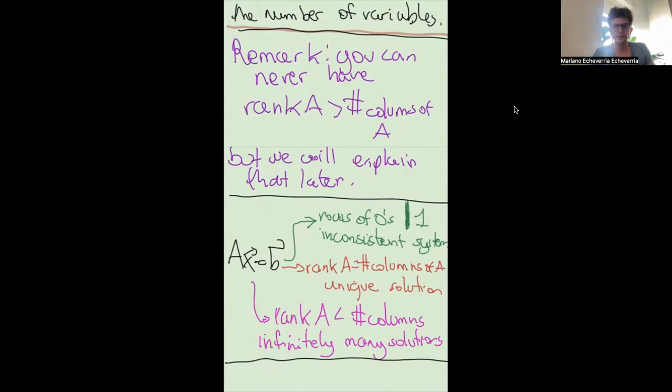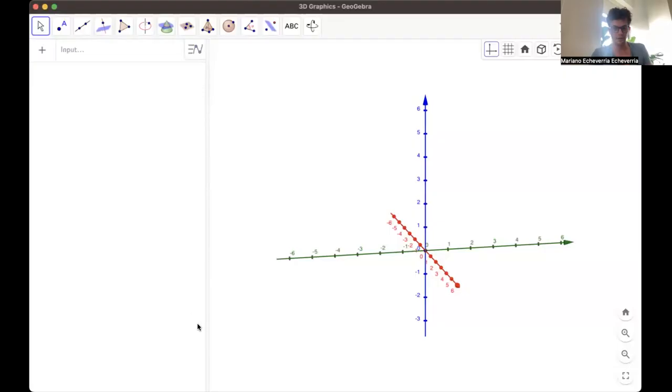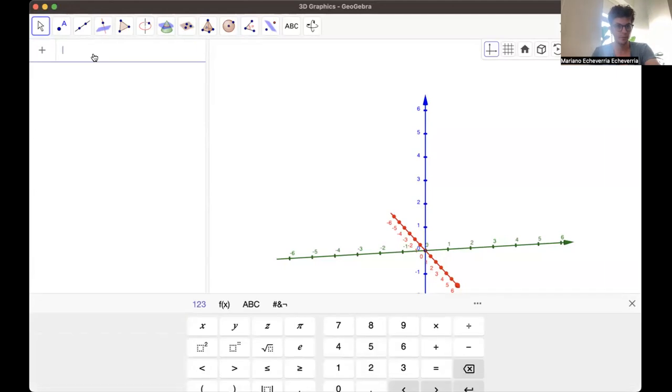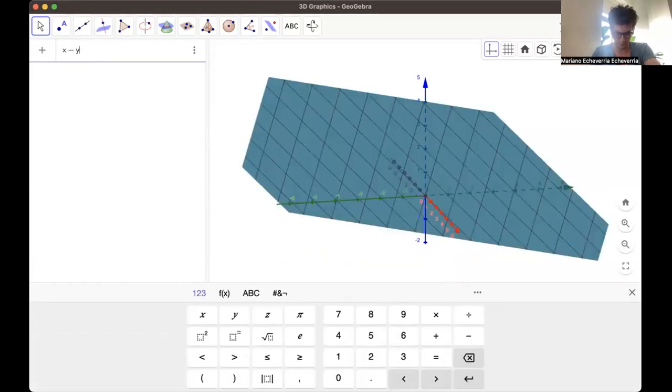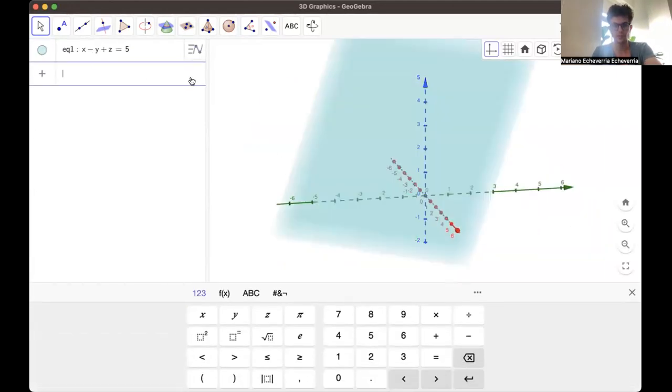Let me see if I can show you this quickly, the graphics. Let me show you how these equations look visually, because it's nice to see them. Let me enter on GeoGebra the three equations that we started with. So that's the first equation.